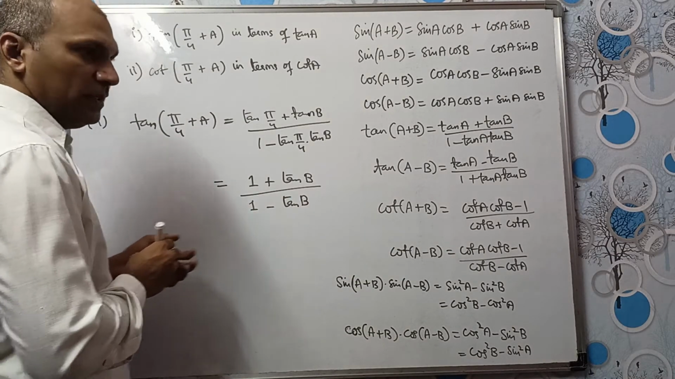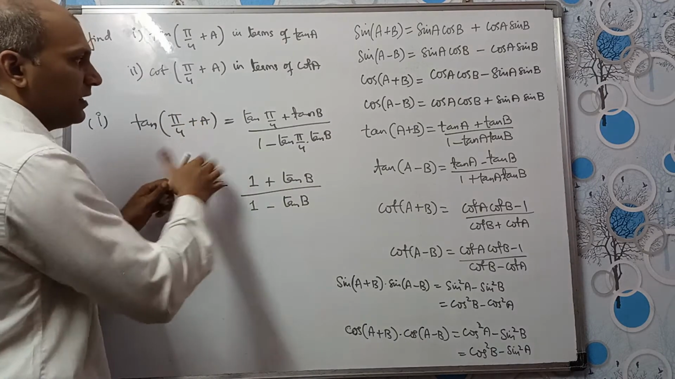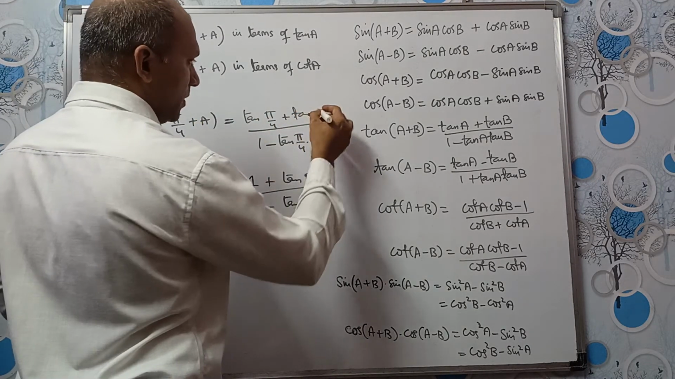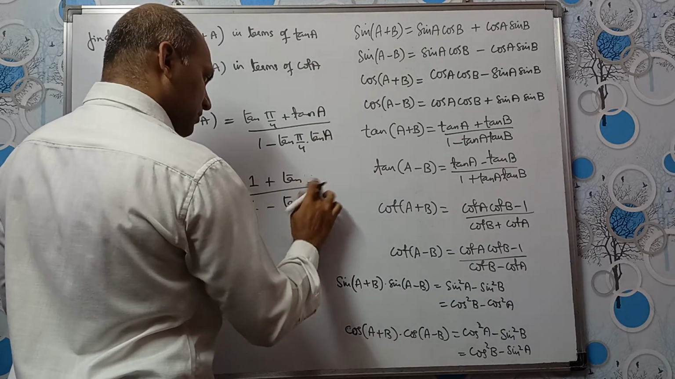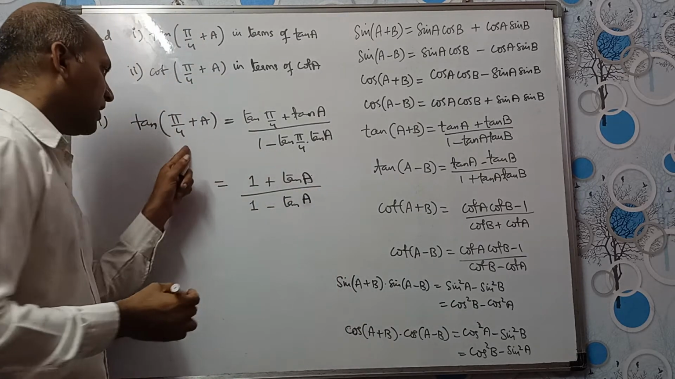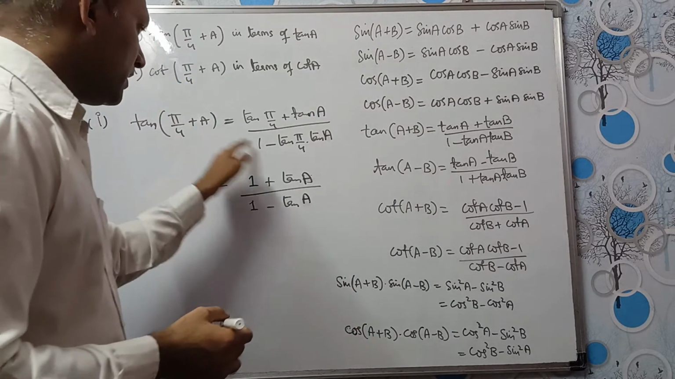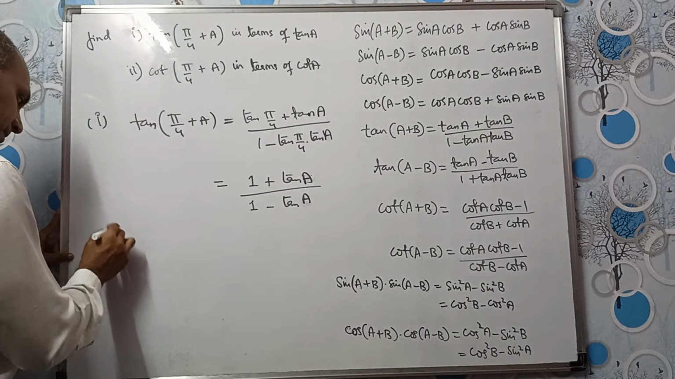Okay, what a blunder. I'm extremely sorry. We don't have b here, we have pi by 4 and a. Shoot, I'm making silly mistakes in this video, right? So we got the value of tan(pi by 4 plus a) in terms of tan a.